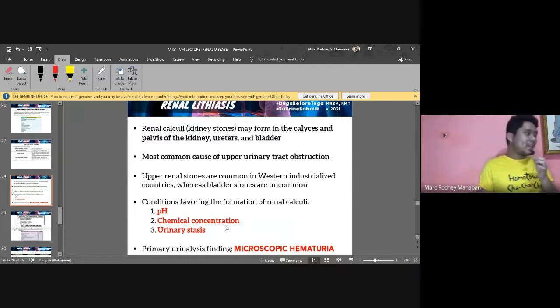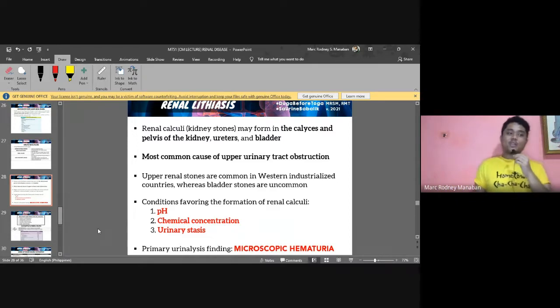Alright? Now, renal lithiasis or kidney stones is the most common cause of course, urinary tract obstruction. Alright? Upper renal stones are more common in Western industrialized countries, whereas bladder stones are uncommon.